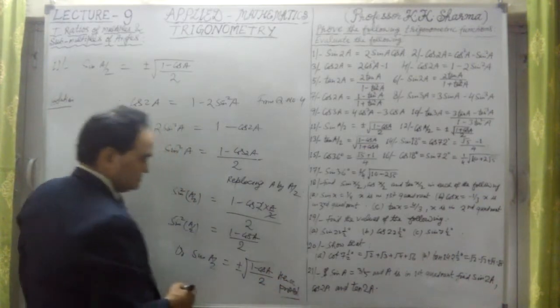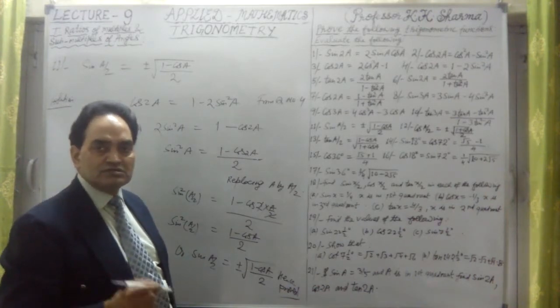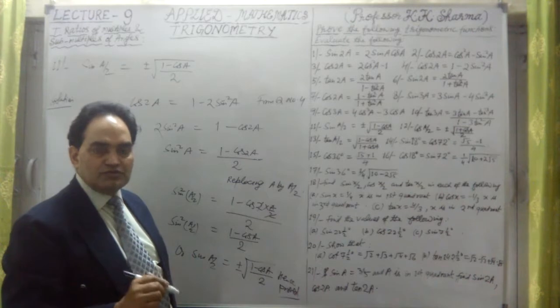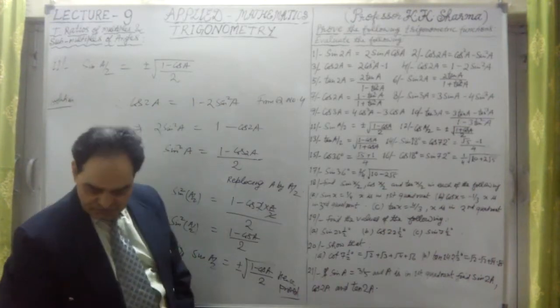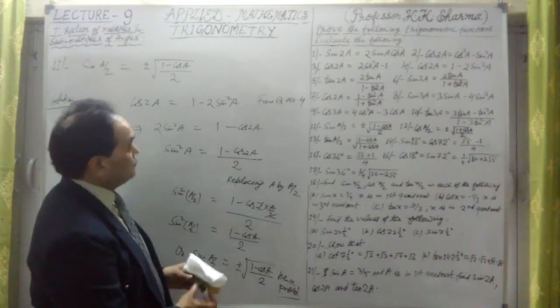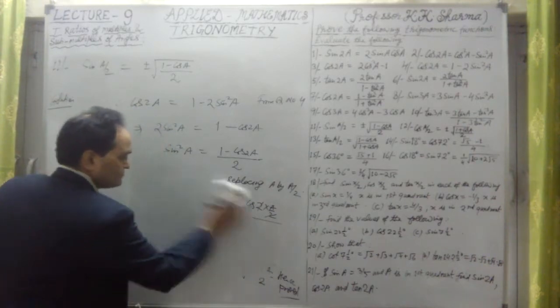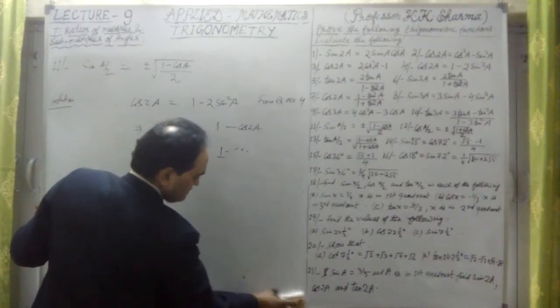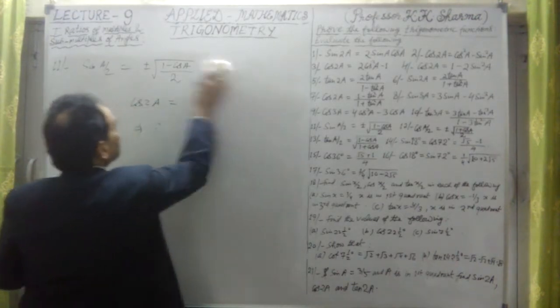Hence we can say this result has been proved. Sine A by 2 angle is equal to plus minus under root (1 minus cos A) upon 2. This is the result. Okay, question number 11 completed. Let us take question number now 12. Question number 12 now.